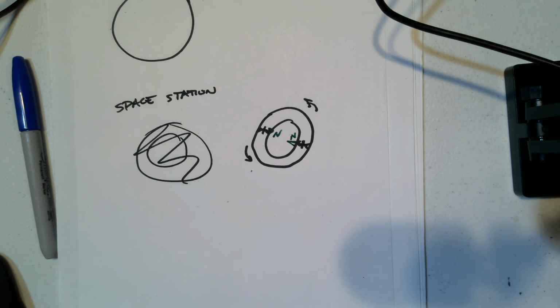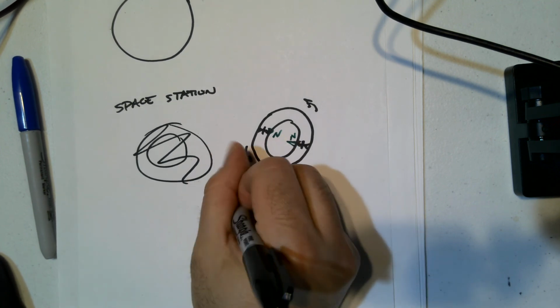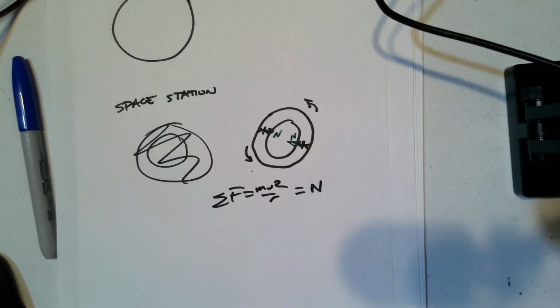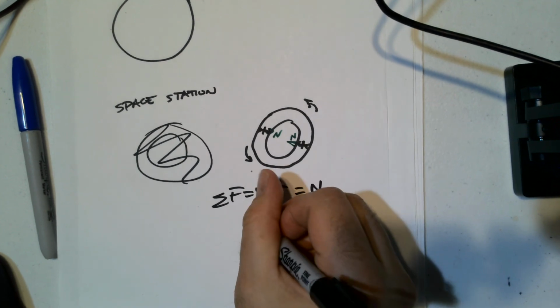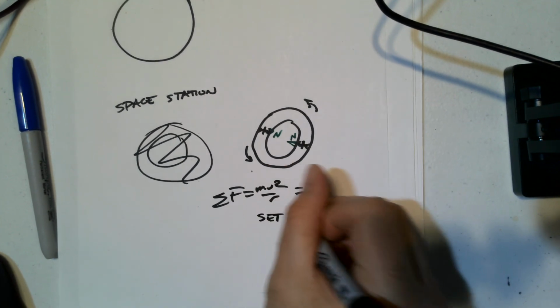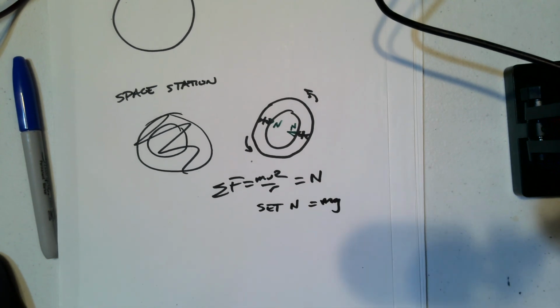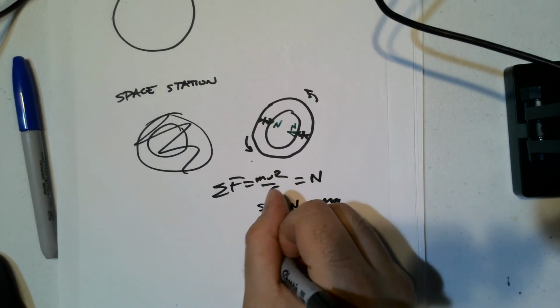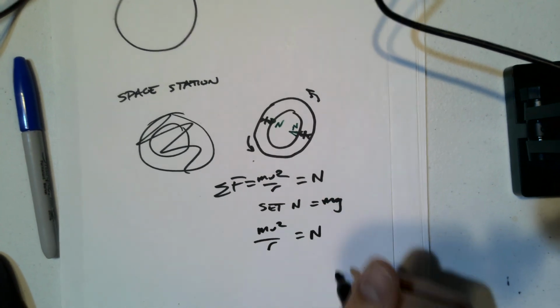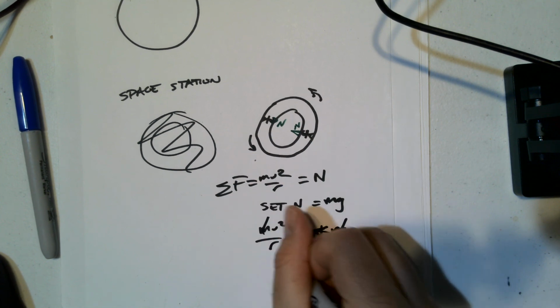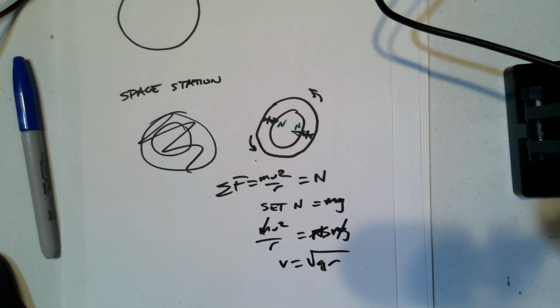So that's how they essentially simulate gravity, and it's a very simple problem to model because sigma F equals mv squared over r. The only force that we can see acting on the person is N. And if we want them to feel just like they are on Earth, we just set N equal to mg, where g would be 9.81. And if you did that, the speed that we would need to rotate at would be, let me put an mg there, you cross out m, you solve for v, you get radical gr. That appears over and over again in this unit. So that's basically how a space station would work.